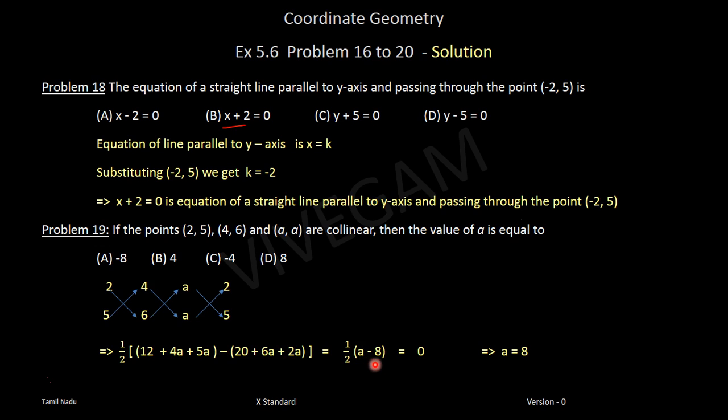So it becomes half into a minus 8 equal to 0 because they are collinear. Therefore this area of the triangle is 0. That is why I'm equating it to 0. I'm not giving you all this explanation here because otherwise you will be writing a lot. So you'll have to quickly do that. It's collinear, area of the triangle is 0. So I am finding the area of the triangle and equating it as 0. So then this will become a minus 8. So this 2 will go up, it becomes 0. So a minus 8 is 0 or a will be equal to 8. So it is option D. Right?